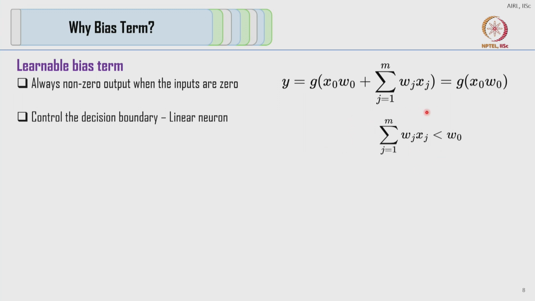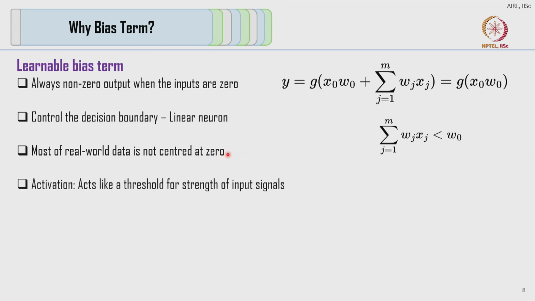If you look at it, for y to be greater than 0, with x0 equal to 1, the summation term should be less than w0, and with that we can find our decision boundary. We will talk about it in a subsequent slide. You have to understand what a decision boundary is, and that is when you will be able to appreciate it. Most real world data is not always zero centered. Whatever you try to do based on the sample space, the true distribution will have some shift, and if you want to handle that shift, you need a bias term.